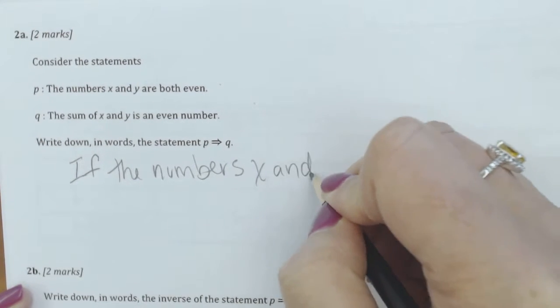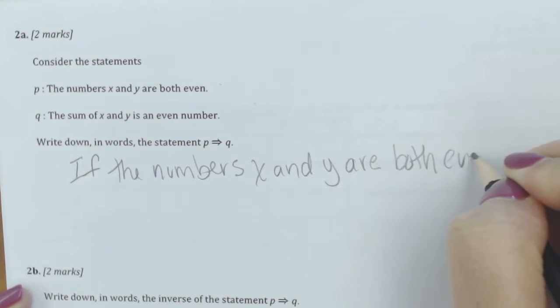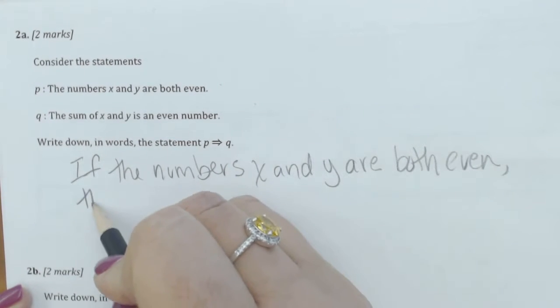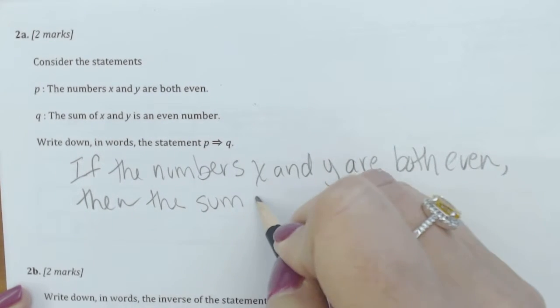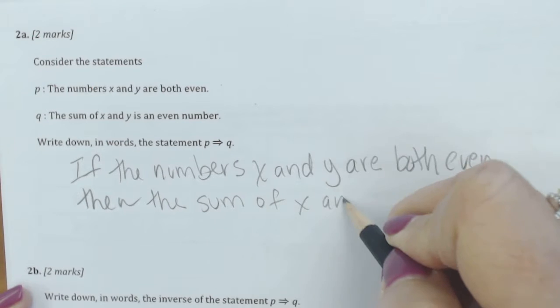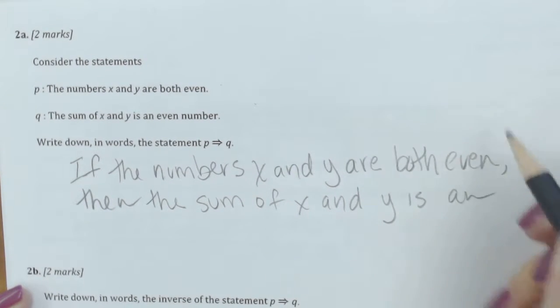X and Y are both even, then Q, the sum of X and Y is an even number.